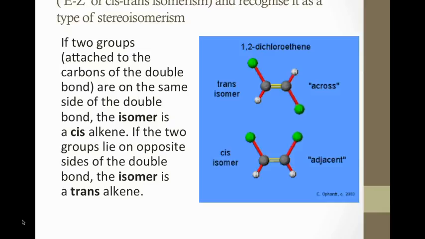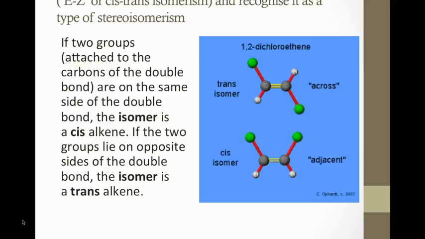You can see in the picture dichloroethene. There are two isomers of 1,2-dichloroethene. You can see one where the chlorines are across from each other, and you can see one where the chlorines are adjacent to each other. They are isomers. They have the same numbers of chlorines, hydrogens, and carbons, but their position is different.